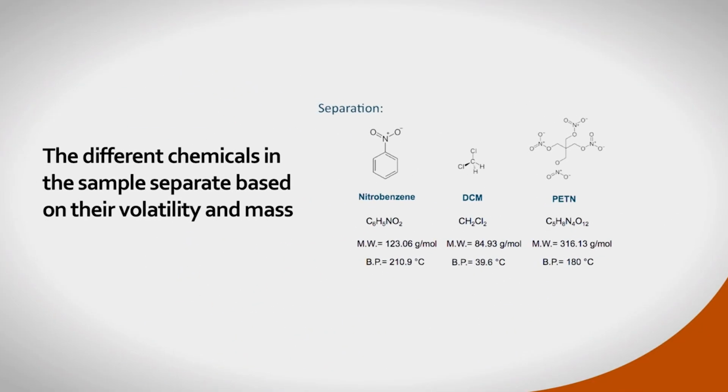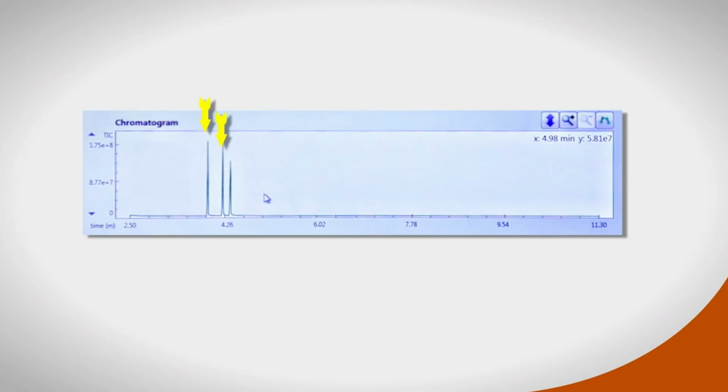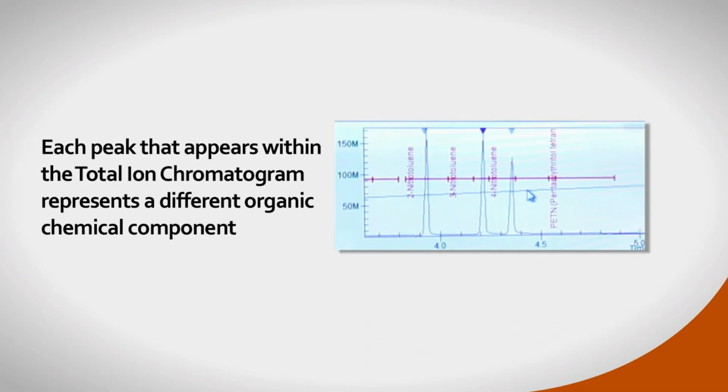The different chemicals in the sample separate based on their volatility and mass. Each peak that appears within the total ion chromatogram represents a different organic chemical component.